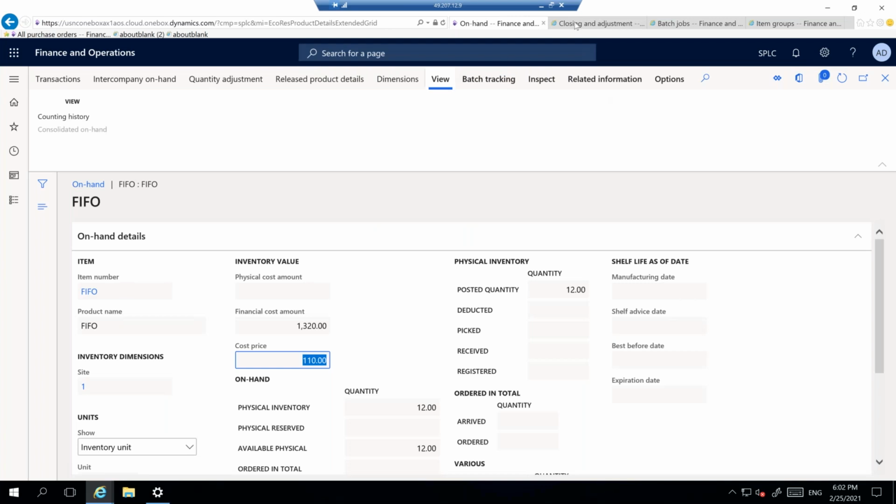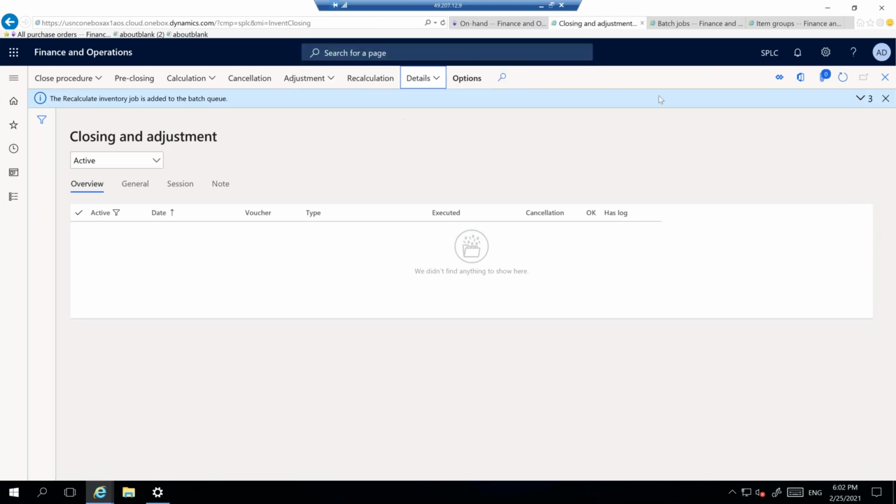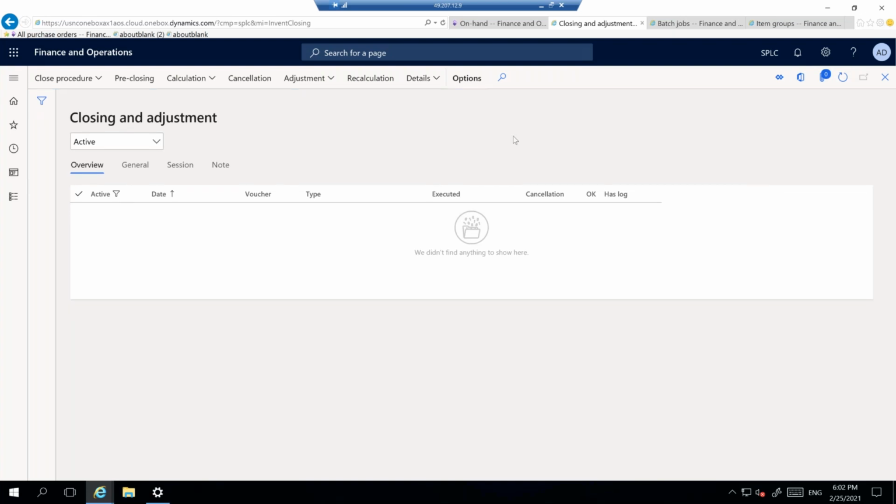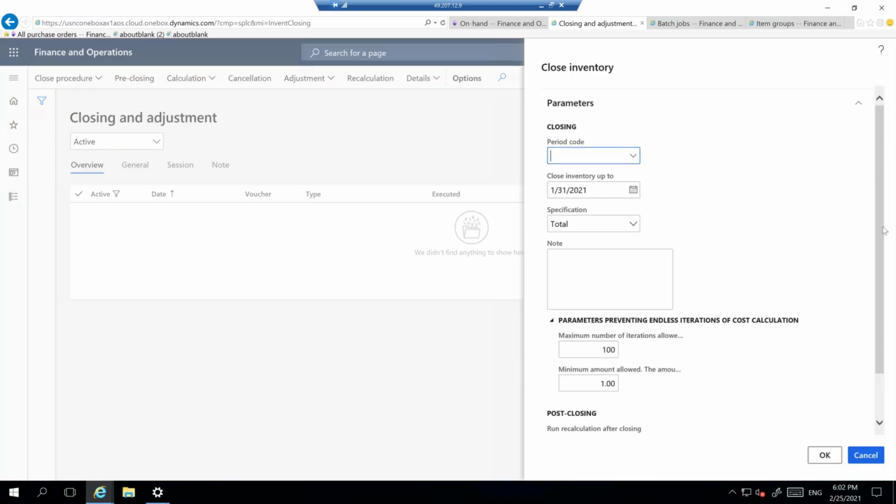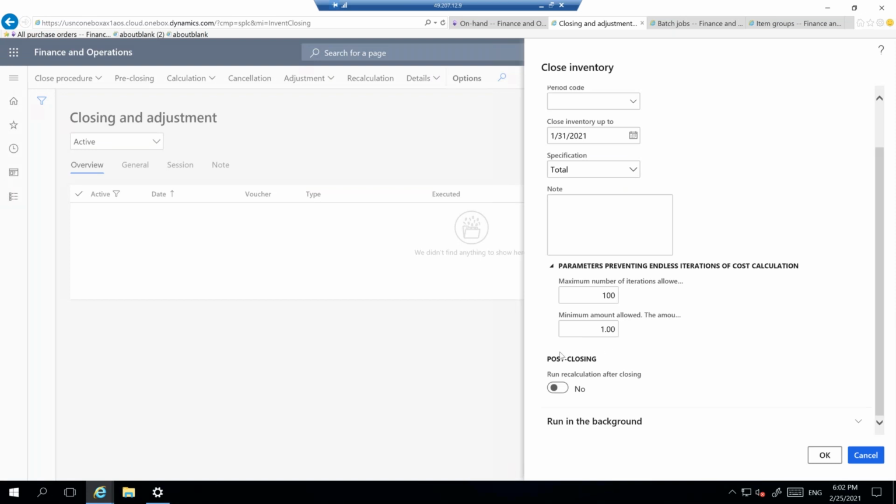Okay, understood the concept at least. I'm not able to show you the end result, but it is a must. You need to run inventory closing. Here there are two terms. One is recalculation, another one is close inventory. The same thing you can find here also. In close inventory, you are not allowed to select a specific item. It should be all.